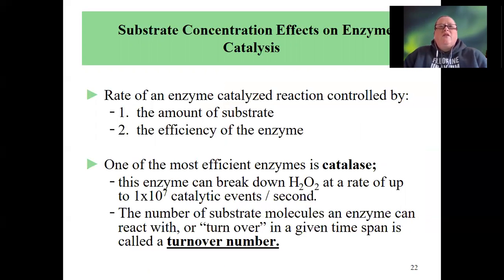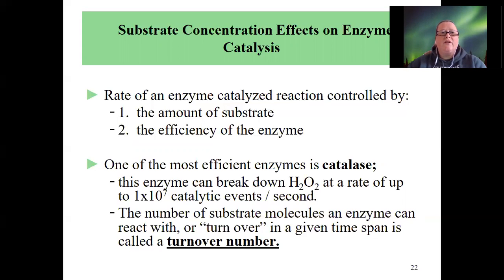When we talk about how fast an enzyme can cause catalysis, it's based on a couple of things. Number one is how much substrate there is. And number two is the efficiency of the enzyme. So some enzymes are very, very efficient and they work very, very quickly, and others are not as fast. One of the most efficient enzymes that we know of is catalase. We've talked about this one before.